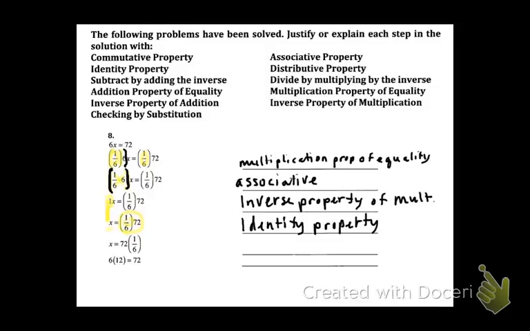Okay, now we're here working with this side of the equation. 1/6 times 72 is the same as 72 times 1/6. All we're doing here is trading places. The 72 and the 1/6 are switching places. When you're multiplying and the two factors switch places, that's the commutative property. And it's multiplication, so it's the commutative property of multiplication.